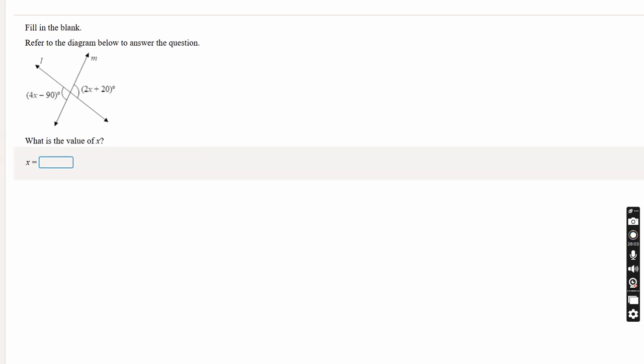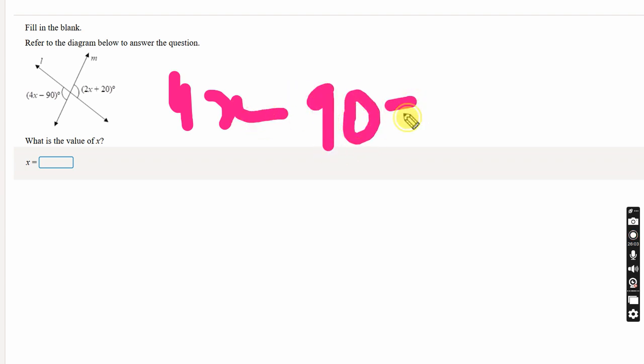Vertical angles, again, they're supposed to be equal to each other. So 4x minus 90 is equal to 2x plus 20.